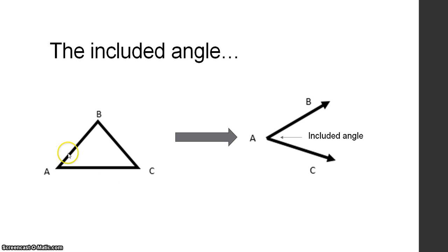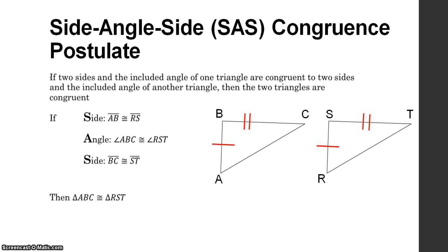So if instead we were referencing segment AB and segment BC, the angle is going to be angle B. But if we're instead talking about the side with segment BC and the side with segment AC, the included angle is angle C. It's very important that you know which one the included angle is, because that's going to be the difference between right or wrong.